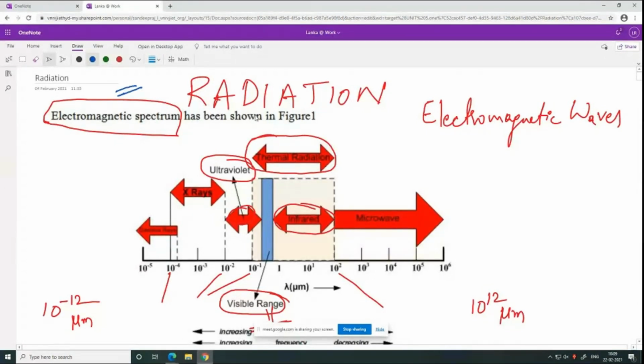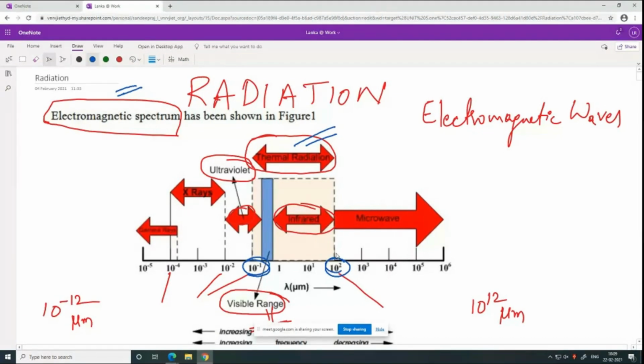When we speak about radiation in heat transfer, we speak about the thermal radiation range. In the thermal radiation range, your wavelength will range from 10 to the power of minus 1 to 10 square. This is the range in which thermal radiation will be, and in heat transfer, we will be interested only in this particular range.